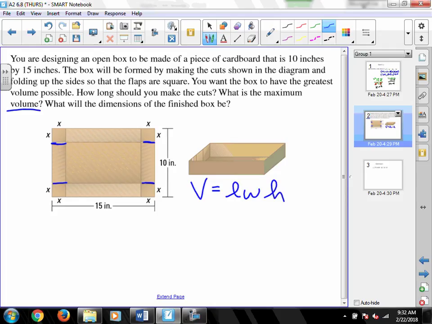And they tell us that we're going to make square flaps, which means that this little square here is going to be x by x. So how long is the side of this box going to be if I... 10 minus x times 3. Good.